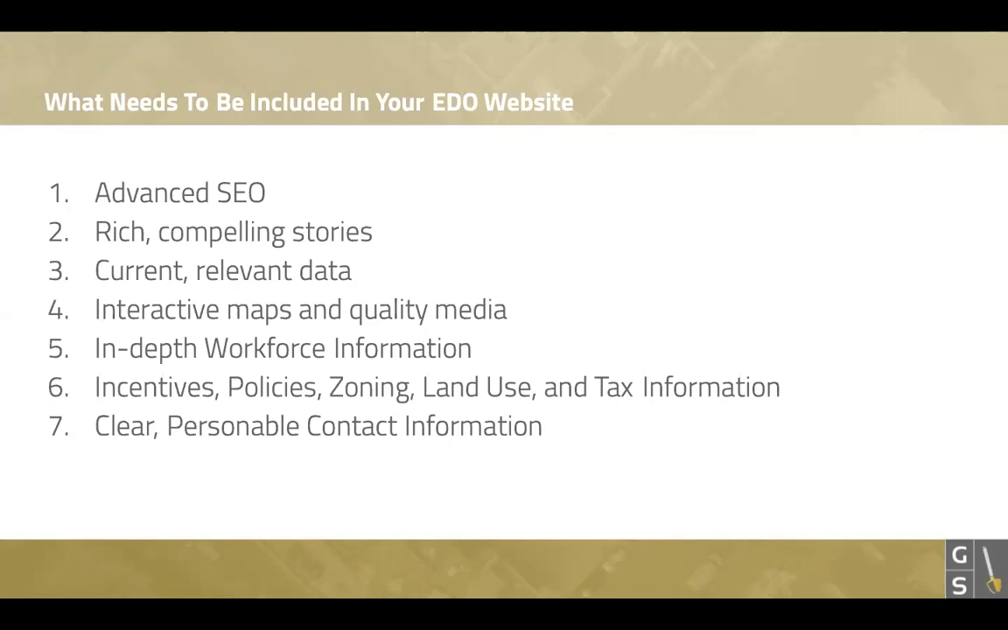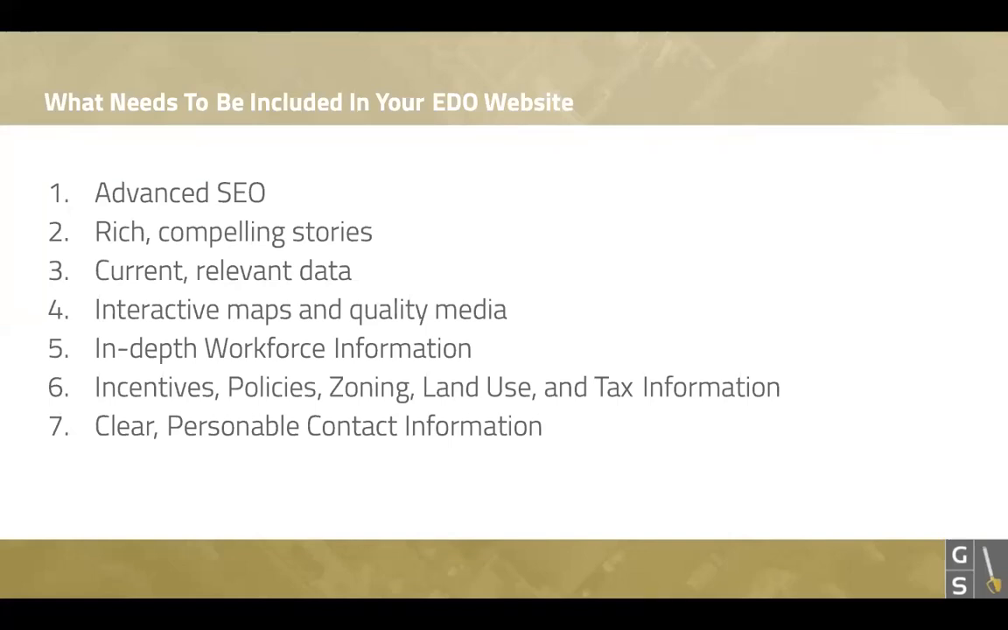Next up, we've got interactive maps and quality media. Anyone can access an online map, as you know. But your EDO website should present maps in context. This means giving site selectors an idea of the whereabouts of railroads, airports, distribution hubs, distances to major cities. And Darren will go even more into this later when we're talking about visual elements. They also need to get a feel for the character of your location and overall quality. A photo tour is minimal, but a video or VR presentation is even more convincing.